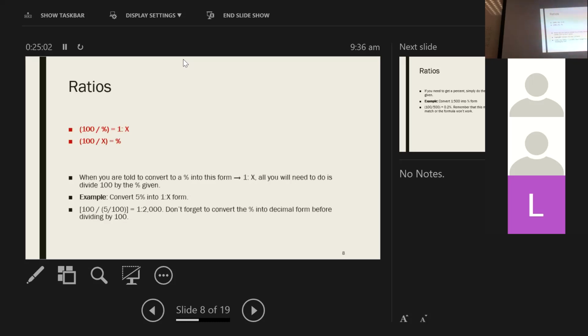Okay, so at the end of the day, that first format that I wrote was 100 divided by 20%, oops, sorry, 20% equals 1 over 500. That means exactly the same thing.